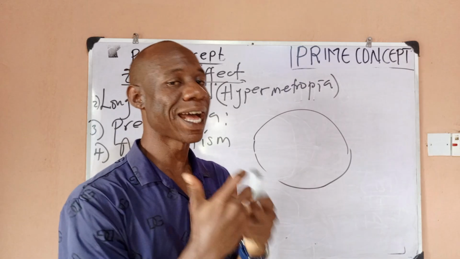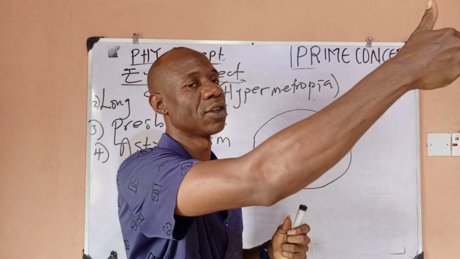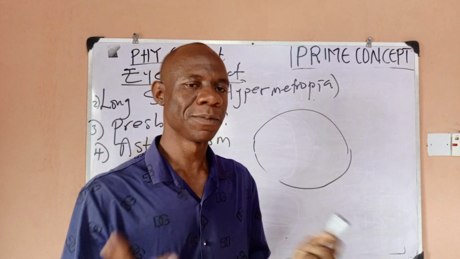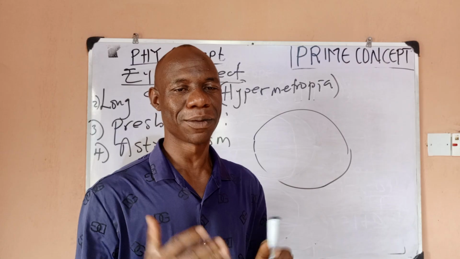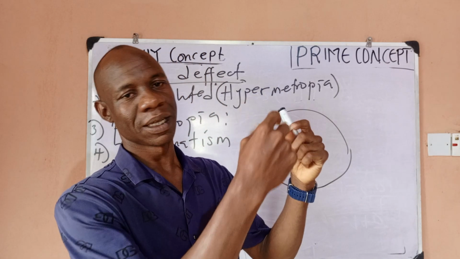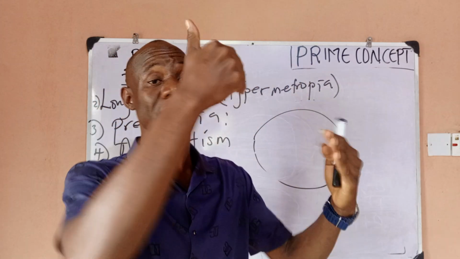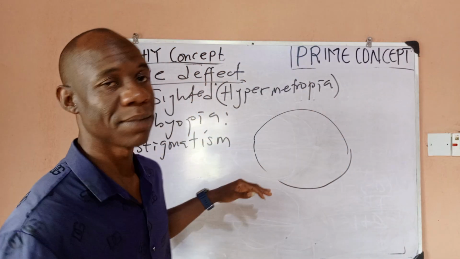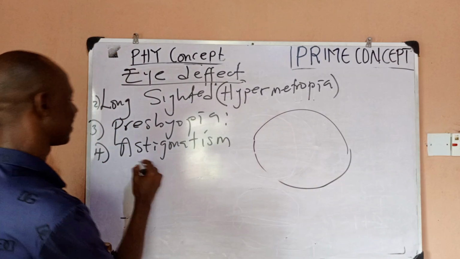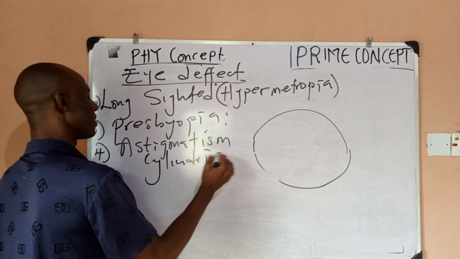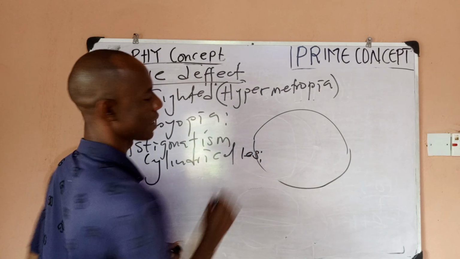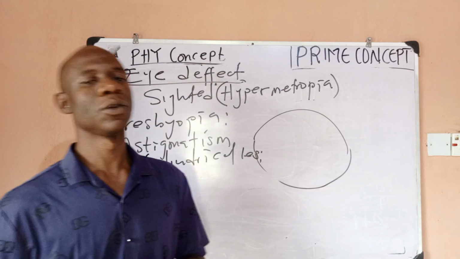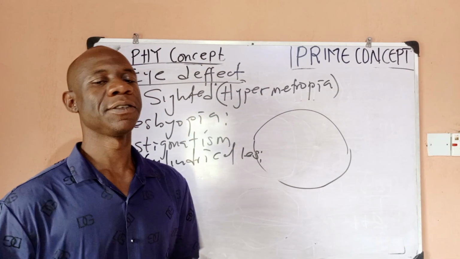Thereby, when somebody that has astigmatism is trying to look at an object, instead of forming a single image, it will form multiple images. That is when the person begins to complain that they are seeing this thing twice. When you look at something, you see it double. That is actually astigmatism. So to correct astigmatism, you use what kind of lens? You use the cylindrical lens to correct astigmatism, and you use the bifocal lens to correct what? Presbyopia. So I believe this concept of eye defect is clear to you.